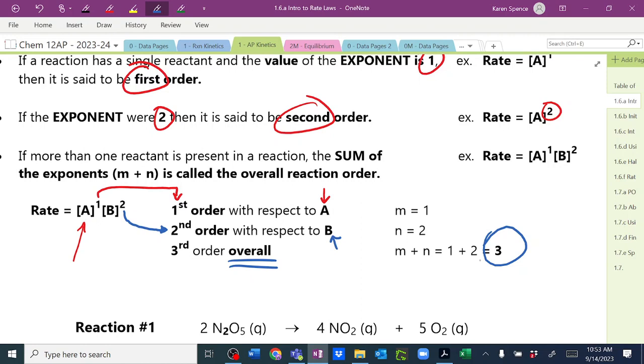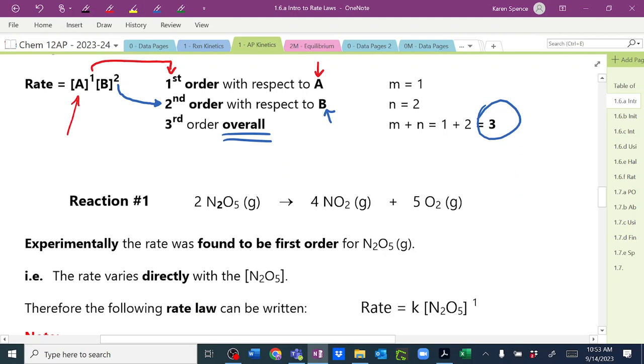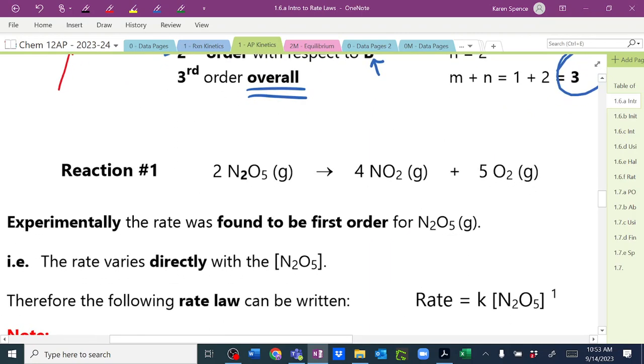No, you have to figure it out by doing an experiment. Okay, yeah. So here we have reaction number 1. Experimentally, somebody did some experiments, and don't worry, we'll get to what kind of experiments soon, so it'll make a little more sense. Experimentally, the rate was found to be first order for N2O5.